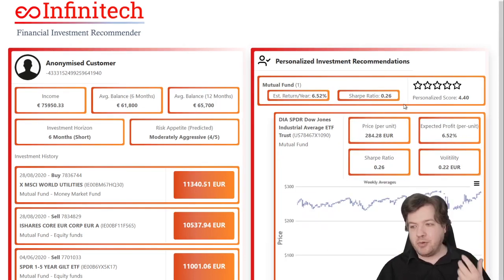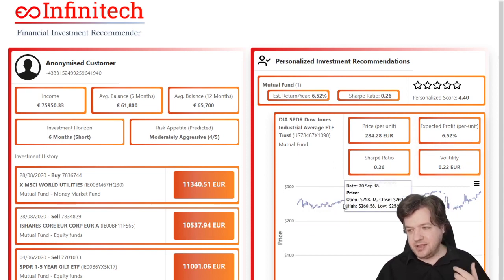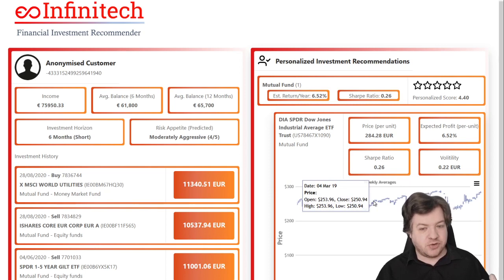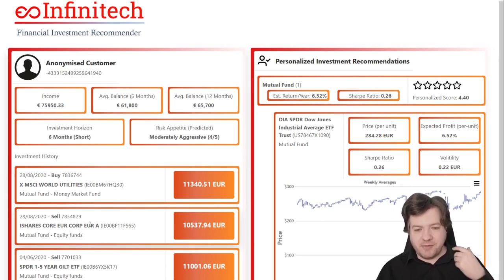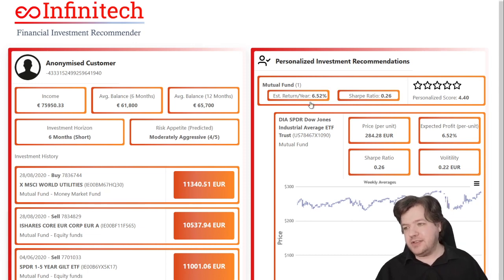And you can click on this to get more information about the price on investment, expected profit, volatility, and Sharpe ratio, as well as information about the past history of this particular asset. And this makes sense because for this particular customer, if we look back at their investment history, we can see that they've invested significantly in mutual funds before. So that would make sense that we should recommend them mutual funds.